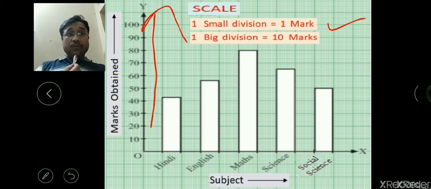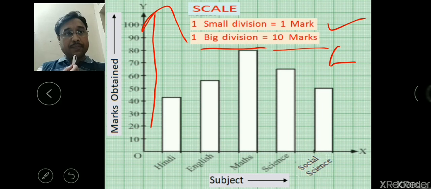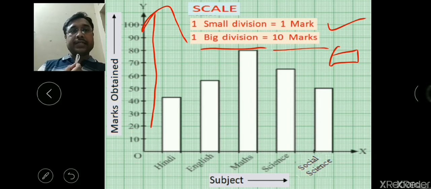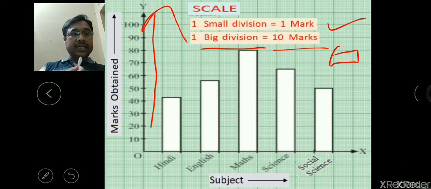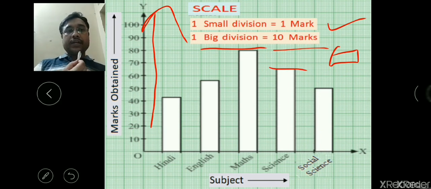So I have taken one small division equal to 1 mark, and one big division equal to 10 marks. What is one big division? It is one square box, which is constructed from 10 small boxes, like this. So one big division equals 10 marks and one small division equals 1 mark. This is the scale factor, and according to it I have represented the data. Now you can see here science is 65, between 60 and 70. This way you can show the data.